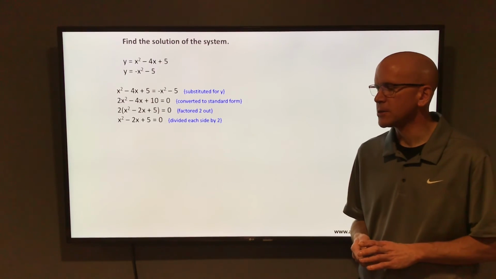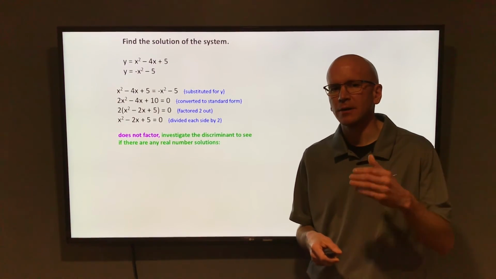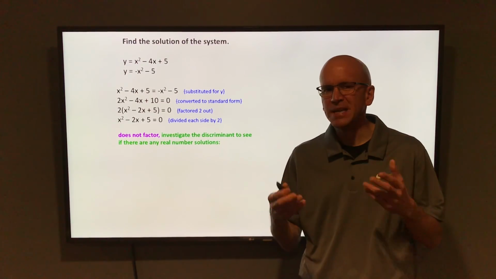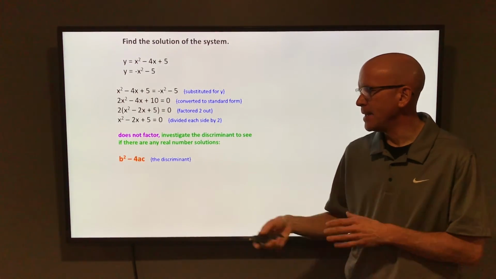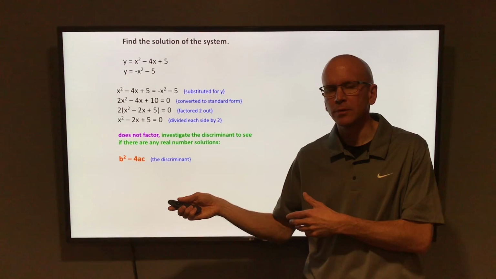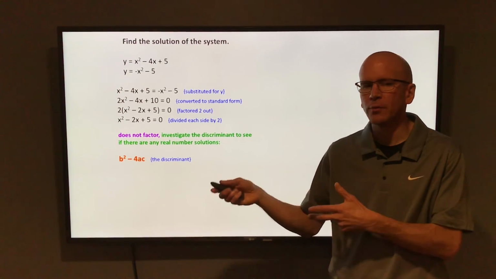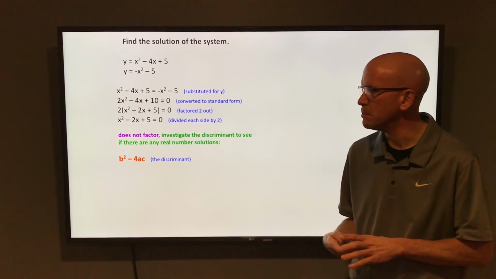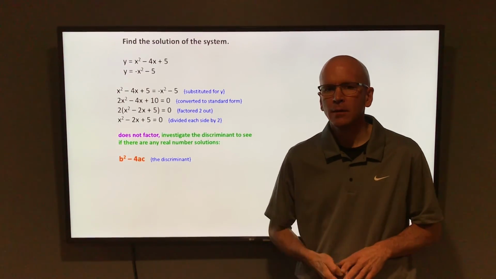So what you want to look into is the discriminant, the part under the square root sign of the quadratic formula. The discriminant, the b squared minus 4ac, if that's positive, you would have two real solutions. If it's 0, you'd have one real solution. But if it's negative, you will have no real solution, meaning these two parabolas would not meet.